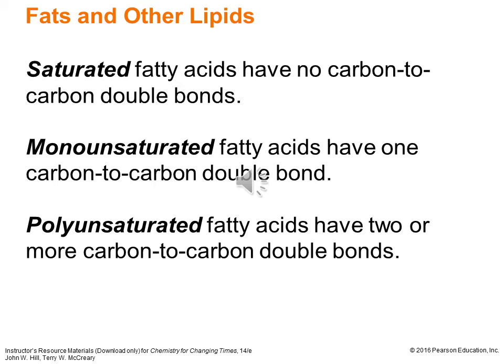Thinking back to our organic chemistry, saturated fatty acids have no carbon-carbon double bonds. They're all carbon single bonds, and we saw examples of those, things like butyric acid. Monounsaturated fatty acids have only one carbon-carbon double bond, like oleic acid. And finally, polyunsaturated fatty acids have 2 or more carbon-carbon double bonds, and these would be things like arachidonic acid that had the multiple double bonds.